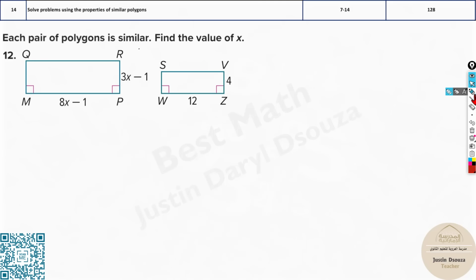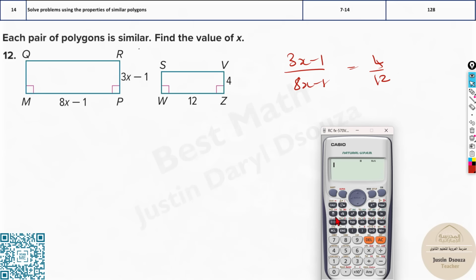And now this one is just the same thing. You can do it by yourselves. I'll just write the similarity and then directly use the calculator. Here now, you can see these two sides are given. Yes, these are proportional. It will be 3x minus 1 divided by 8x minus 1 will be equal to 4 by 12. Now, I will directly use this in the calculator, okay?